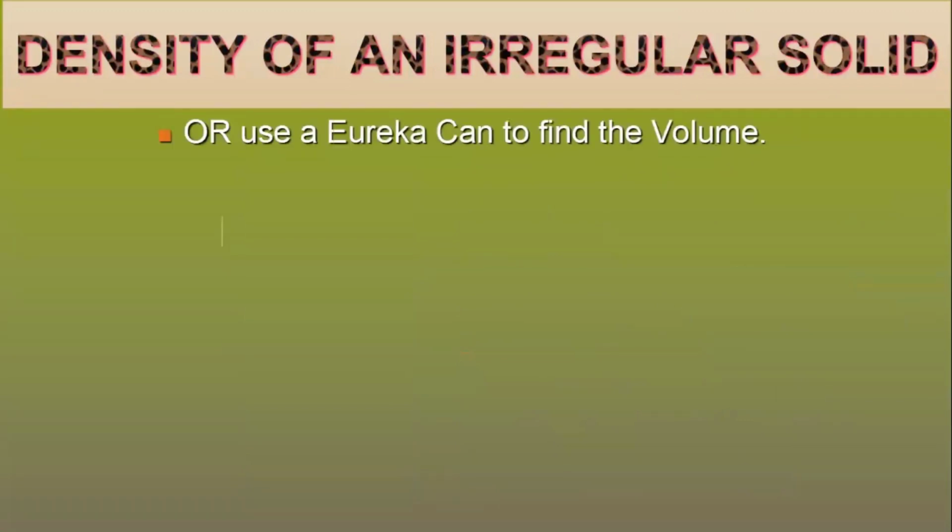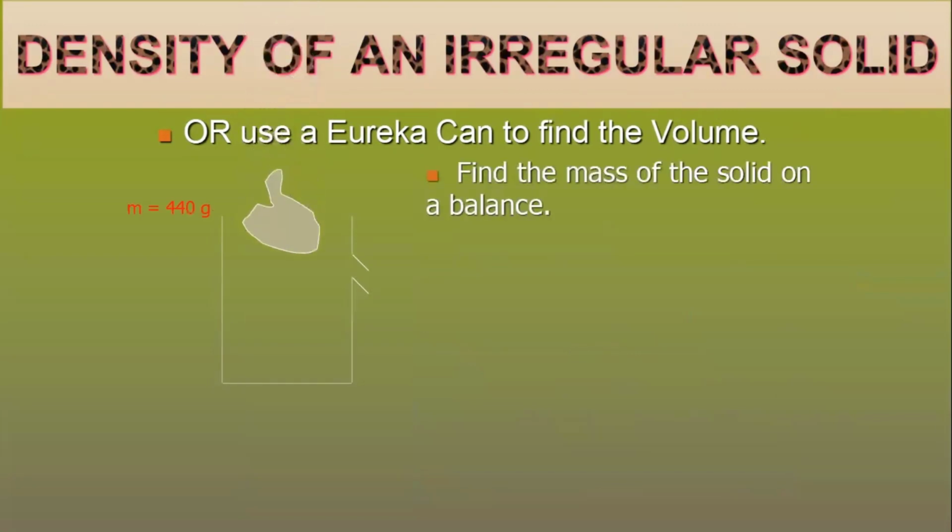Let us continue. Or use a Eureka can to find the volume. So first of all, take the mass. Find the mass of the solid on a beam balance. So the mass here is 440 grams. Then what do you do next? Add water until just overflowing. It is going to overflow to the other side when you put any mass in that water.